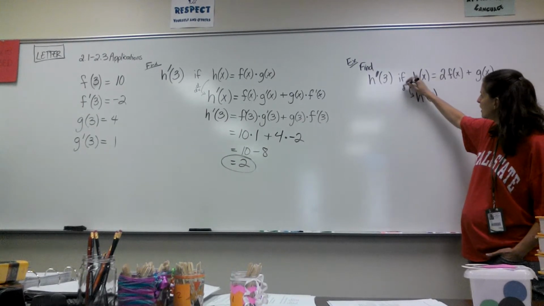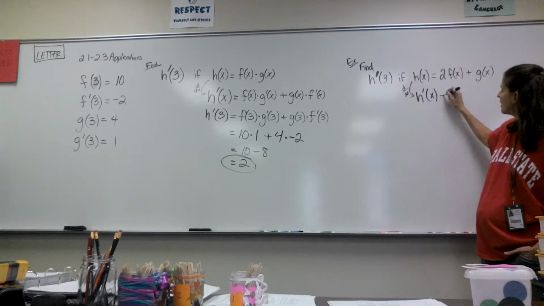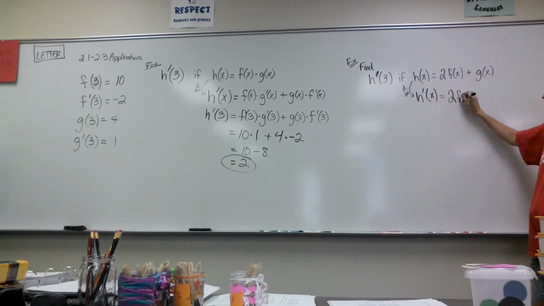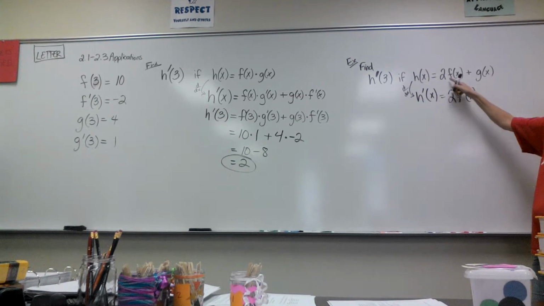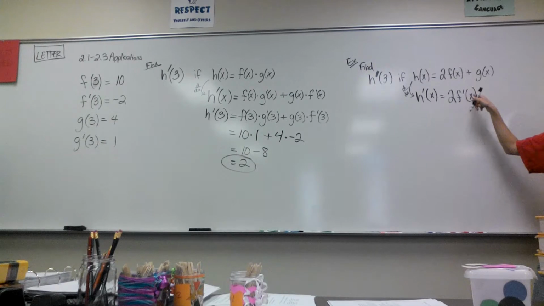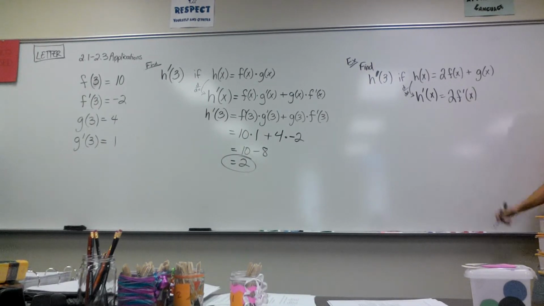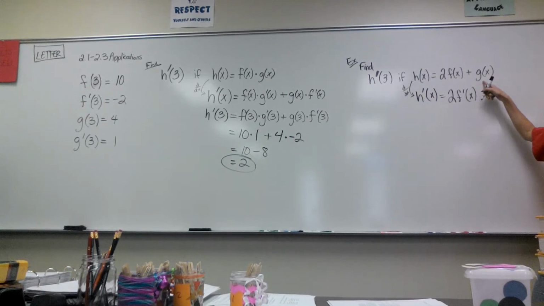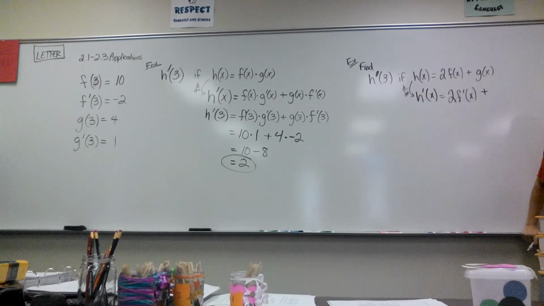Differentiate. How do I differentiate 2 times f of x? Good. 2 times f prime of x. The constant multiple out in front stays, multiplied by the derivative of the other guy. And then plus the derivative of g of x.